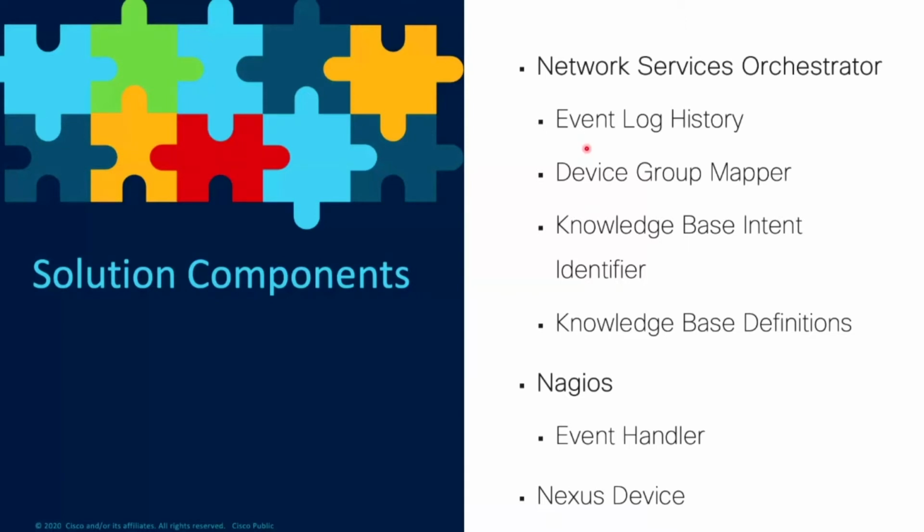The second one is the device group mapper, which is used for mapping which devices can be auto healed using this solution, so that we are not touching the other devices, so that we can avoid unknown disastrous situations occurring, and then we don't have to worry about it, right?